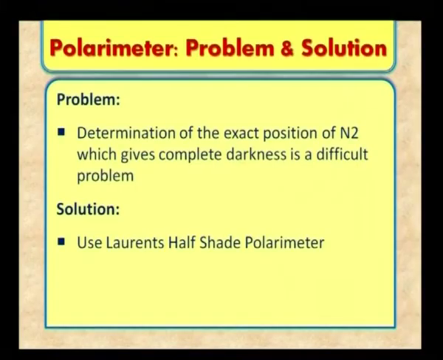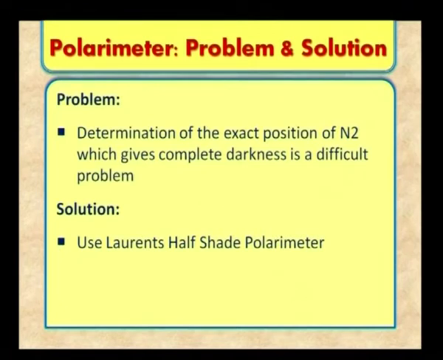Now, what is the problem when you are using a normal polarimeter? The problem is the following: determination of the exact position of N2, which gives complete darkness, is a difficult problem. N2 is the second nickel prism. The first nickel prism is a polarizer, the second nickel prism N2 is an analyzer. You rotate the analyzer, which gives complete darkness.